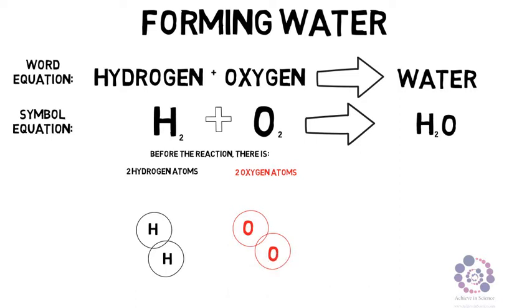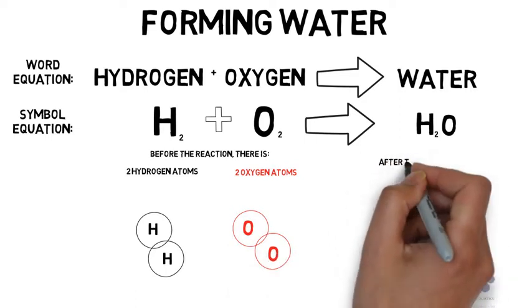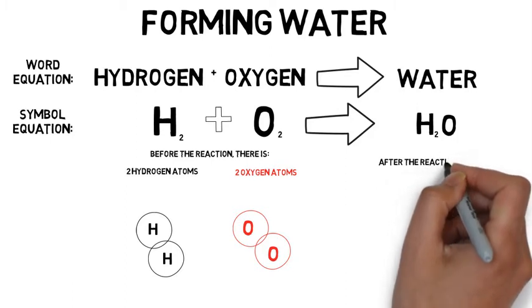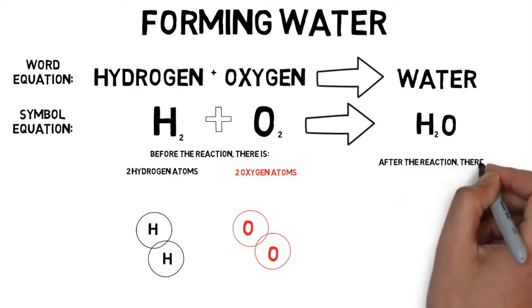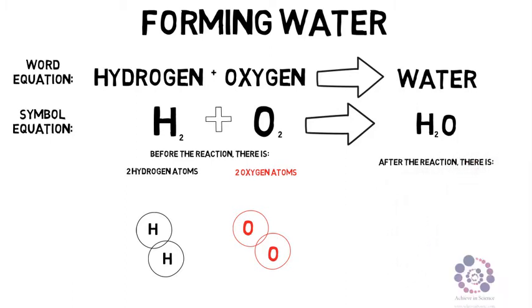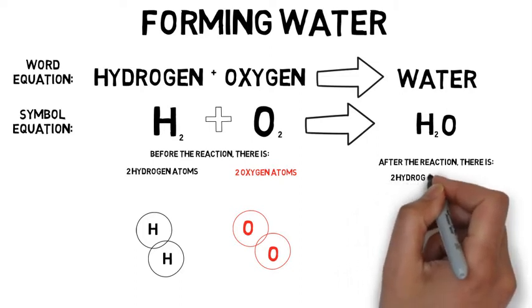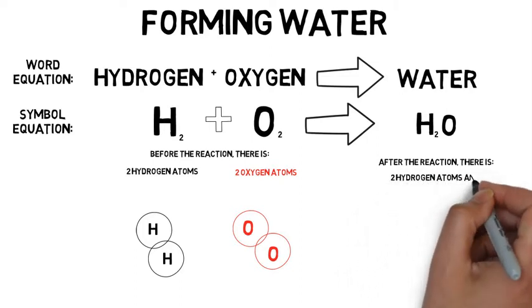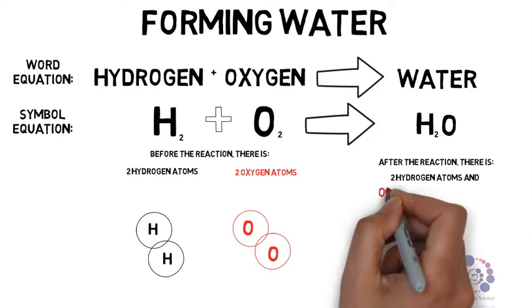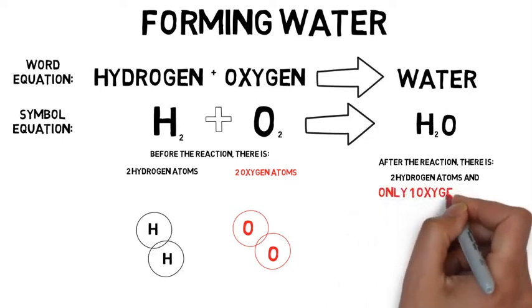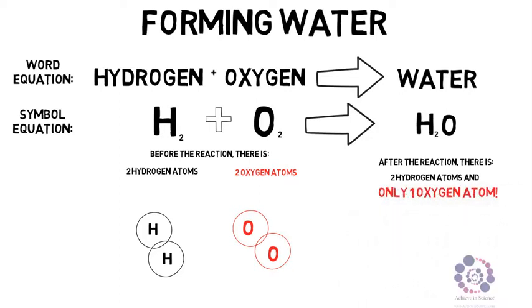And then after the reaction, we have H2O. So there are two hydrogen atoms and only one oxygen atom. Again, we can draw this as a molecule. We see that there are two hydrogen atoms joined to an oxygen atom. Now we cannot add another oxygen to this water molecule because it will no longer be water.